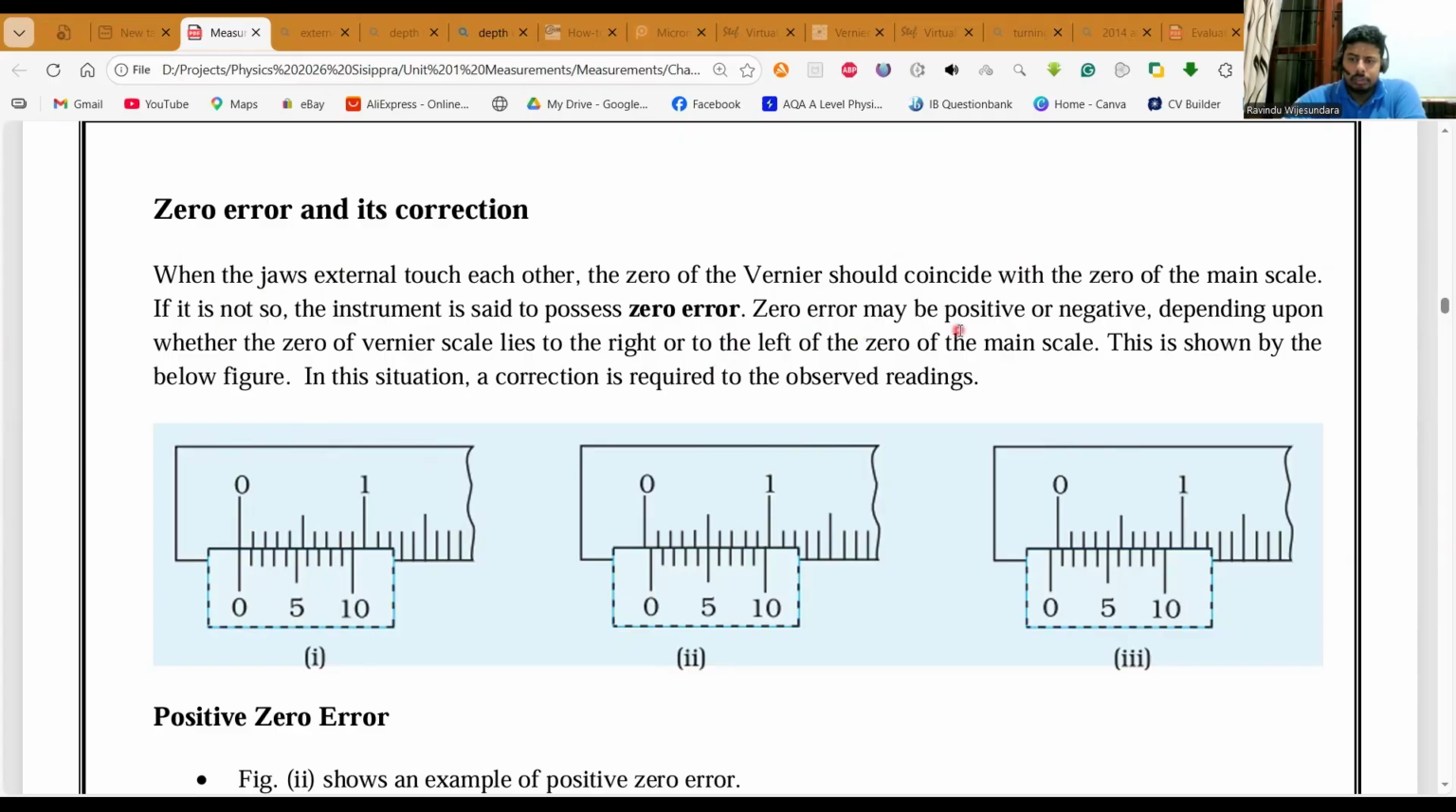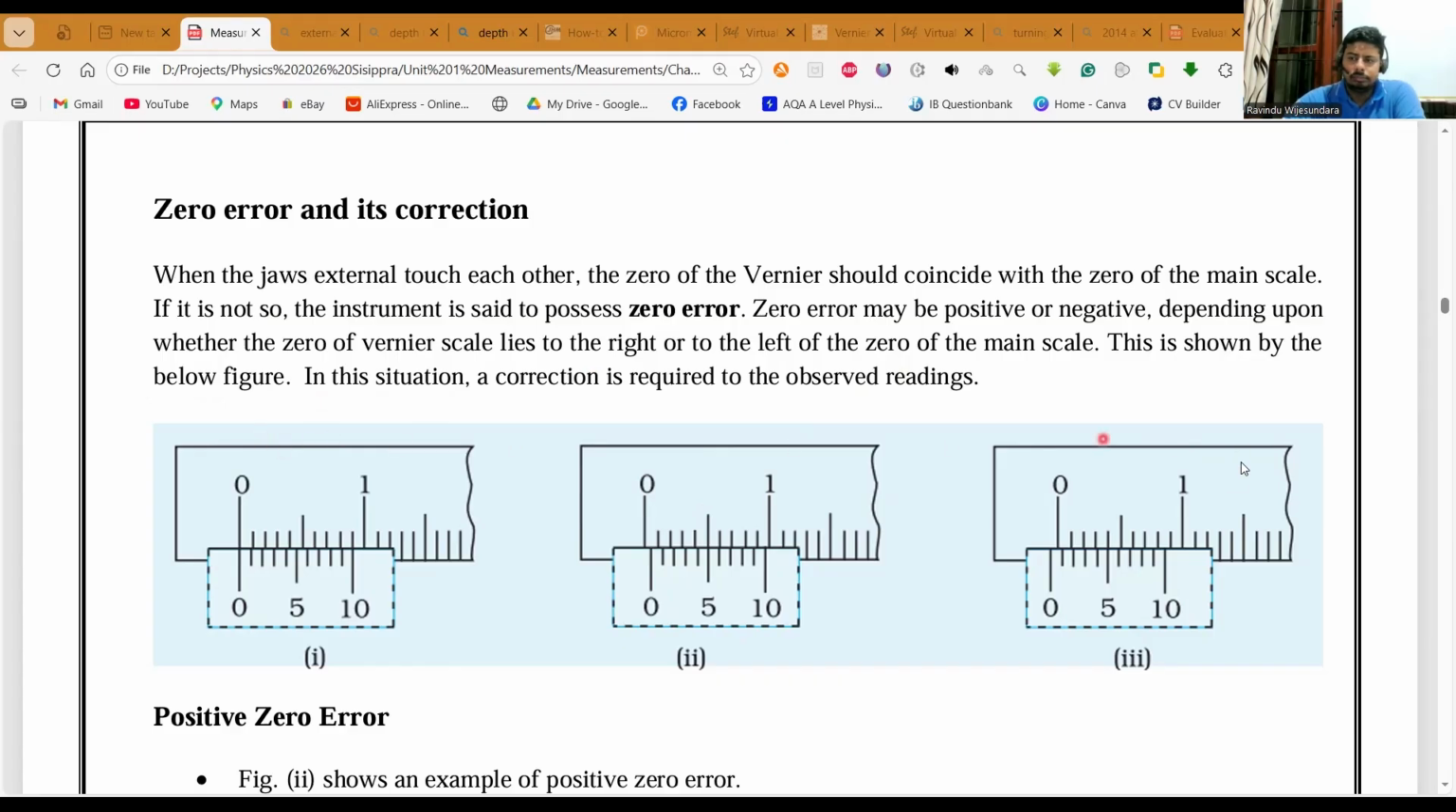Zero error may be positive or negative, depending upon whether the zero of the vernier scale lies to the right or to the left of the zero of the main scale. This is shown by the figure below. In this situation, a correction is required to the observed readings. If you remember, to eliminate systematic error, we discussed that we have to introduce a correction factor. We have to add or subtract the correction value, right?